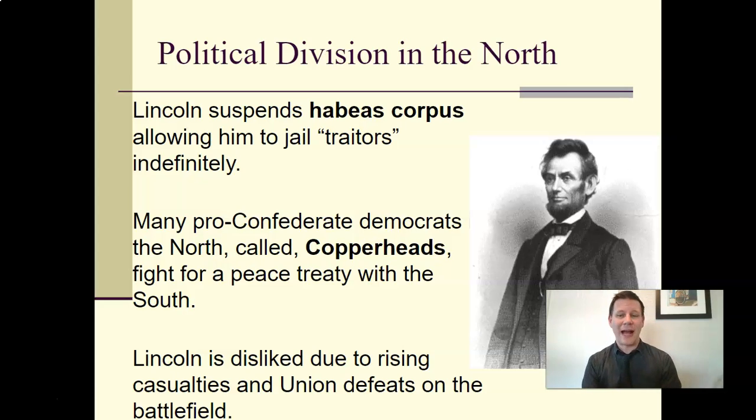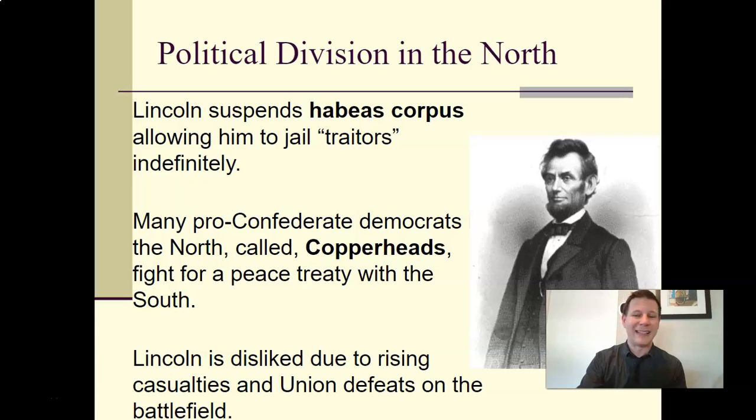And no surprise, Lincoln gets a lot of flak. He's very much disliked for this. Not to mention, this war is going long, casualties are mounting, and he gets a lot of blame for this. His election, the start of the war, he's choosing to wage war to bring the South back, and very, very unpopular during this time, especially in the South, but even in the North.